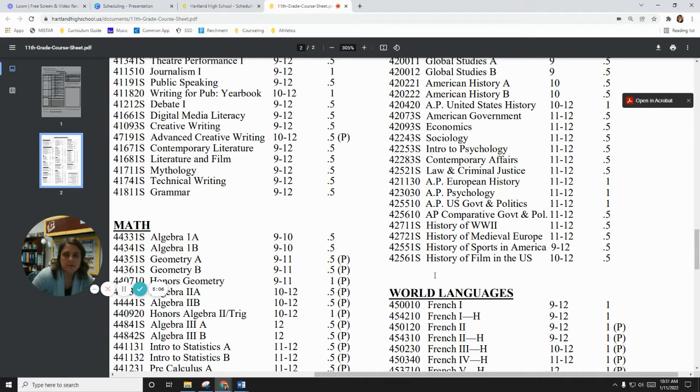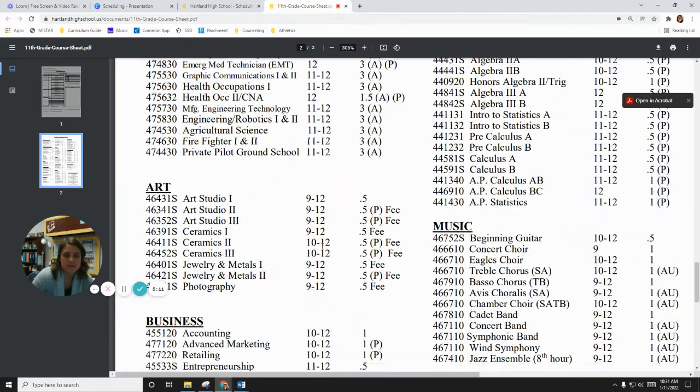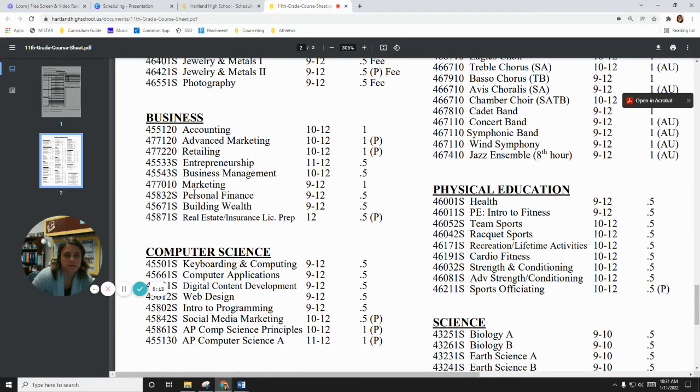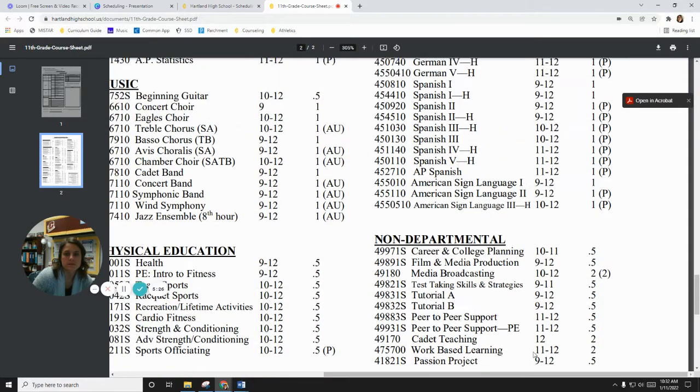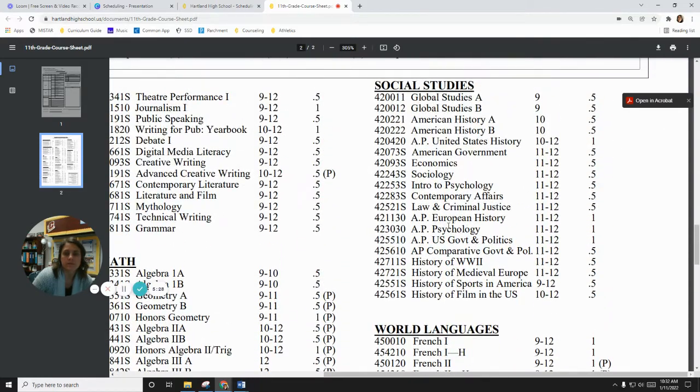The other option for econ is to take personal finance. Now that is out of the business department right here. So you might have already taken finance, or you might opt to take finance instead of econ. That's fine. But to have that count for your econ credit, since it's a business class, you have to also take a social studies elective. So again, these are your options.